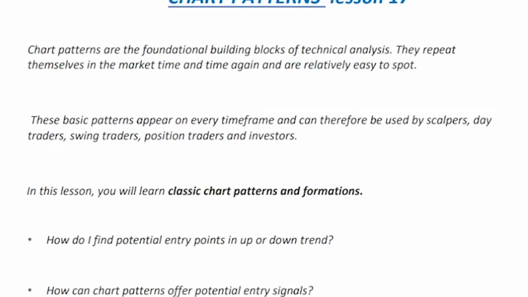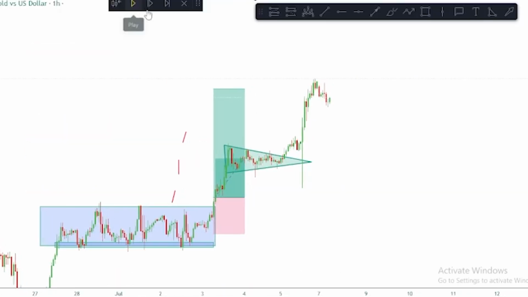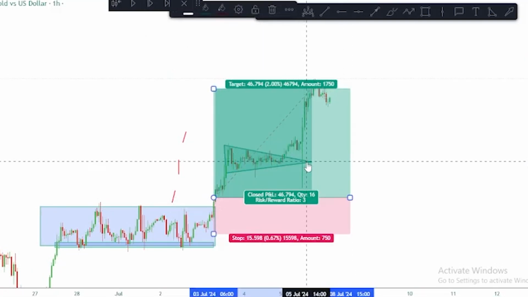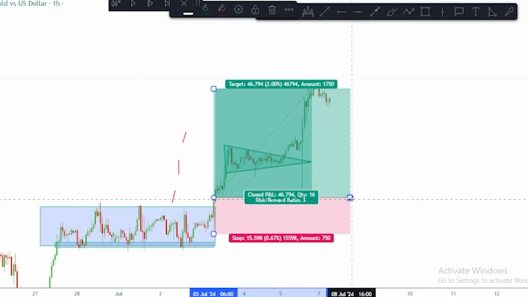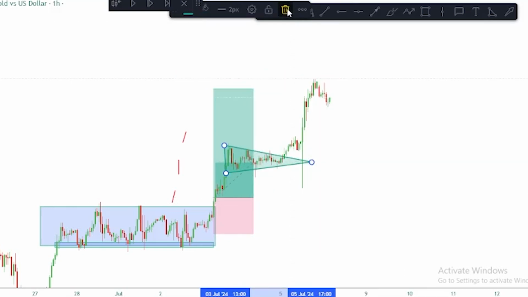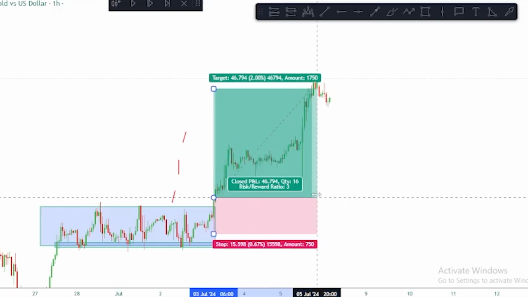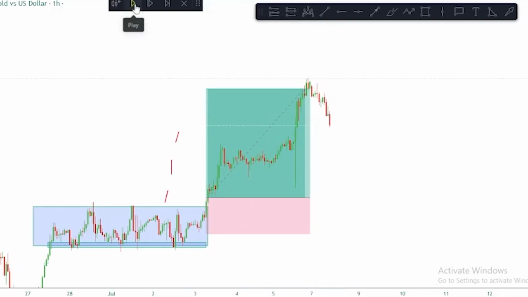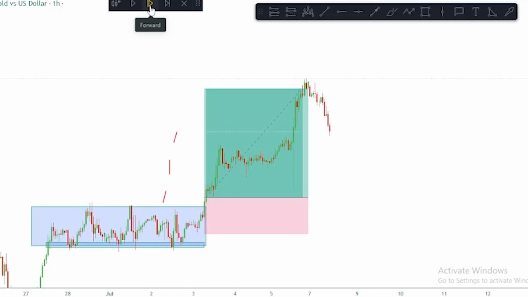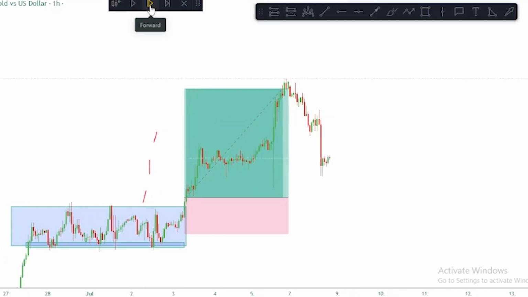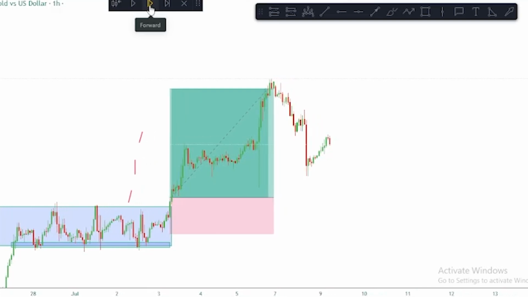In this lesson, we will learn classic chart patterns and their formations, how to find potential entry points in an uptrend or downtrend, and how chart patterns can offer potential entry signals. And again, how do you know when to get out of the market, either by taking profit if the chart pattern worked, or cutting the losses and managing risk if the chart pattern didn't work or failed?